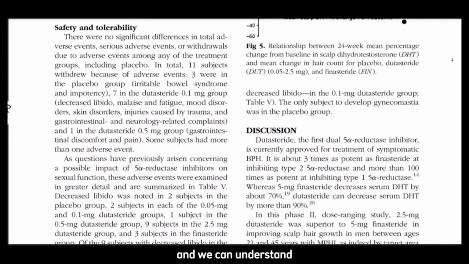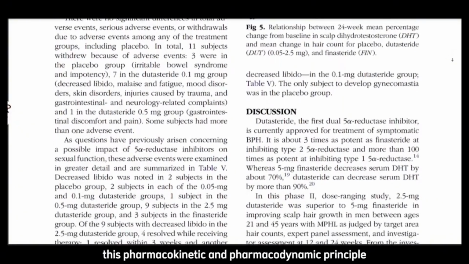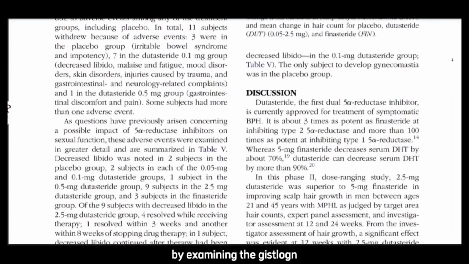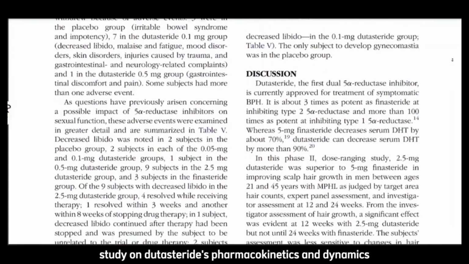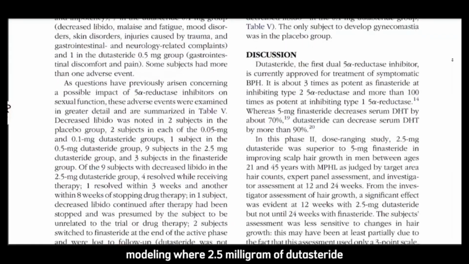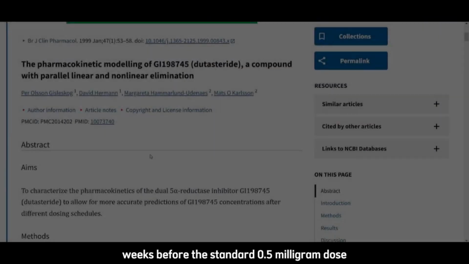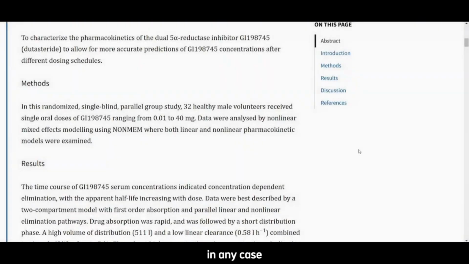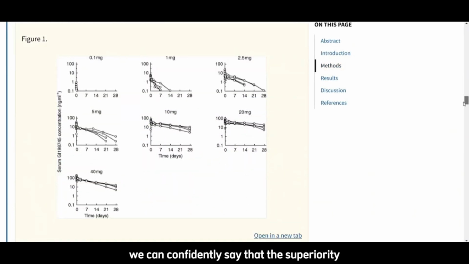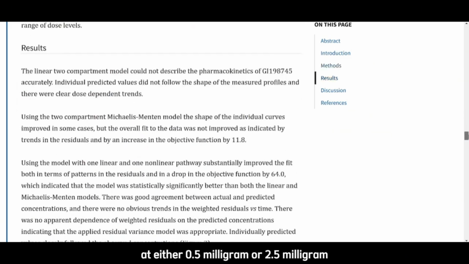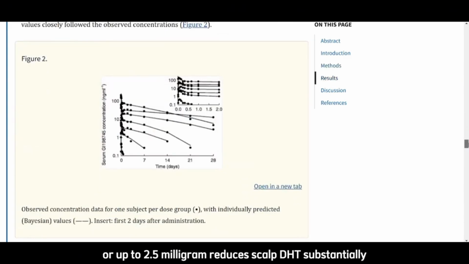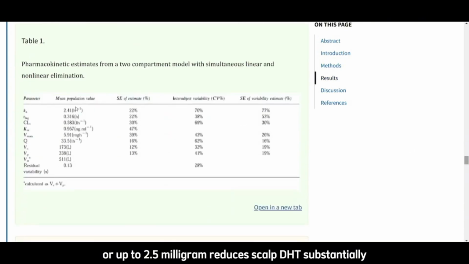And we can understand this pharmacokinetic and pharmacodynamic principle by examining the Ghislain-Coggs study on dutasteride's pharmacokinetics and dynamics modeling, where 2.5 milligram of dutasteride reached a steady state concentration in the blood weeks before the standard 0.5 milligram dose. In any case, we can confidently say that the superiority could be seen in the large differences in scalp DHT that was maintained in the course of the study, which lets us know that dutasteride at either 0.5 milligram or 2.5 milligram reduces scalp DHT substantially.